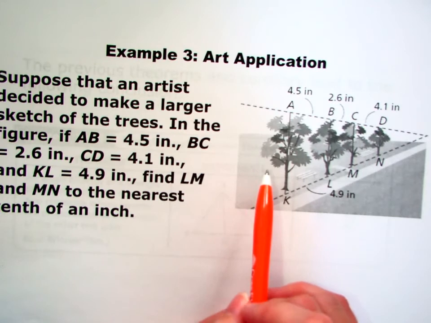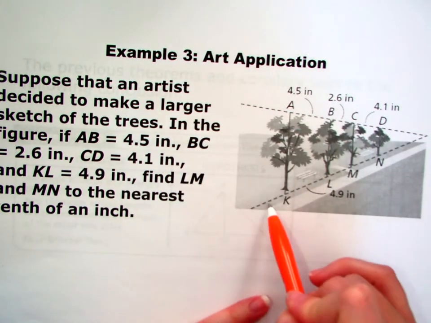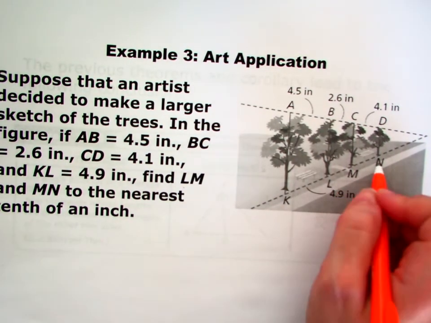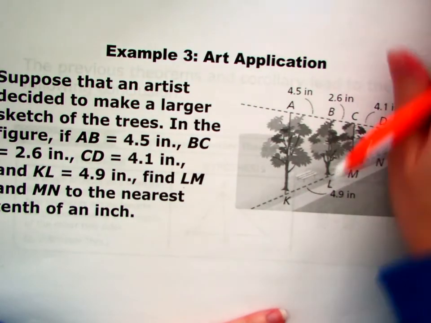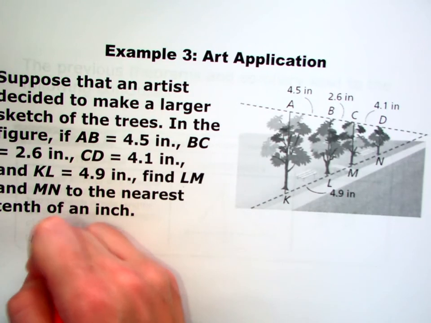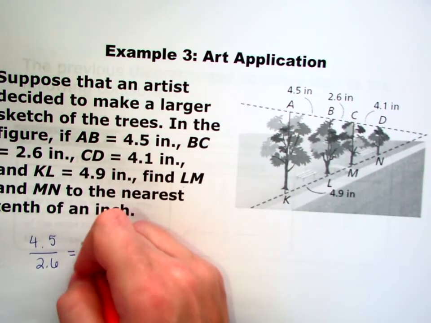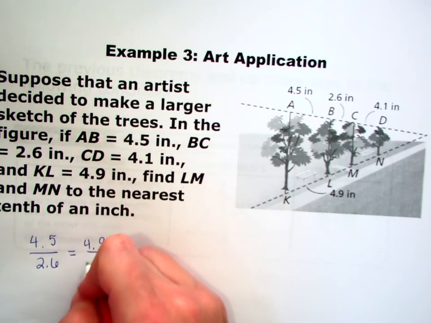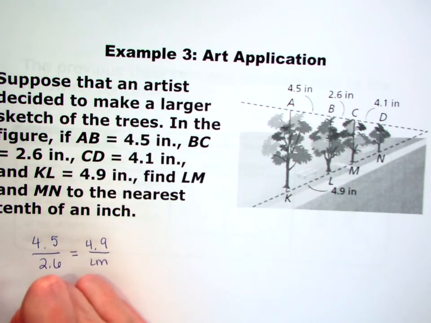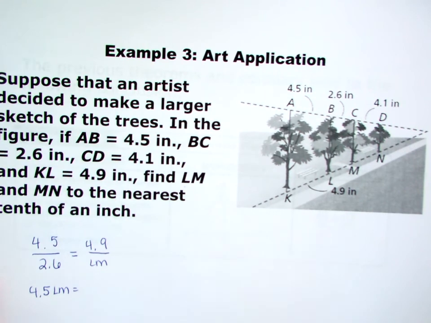It says that we have an artist who has decided to make a larger sketch of the trees. In the figure, they fill out all the information we need to know, but they want us to specifically find out LM as well as MN. Well, if we start with LM, we can kind of cover this up, and we can just work with this part here. So my 4.5 over 2.6 can equal, this is 4.9 over my LM. So you're going to cross multiply here, so we're going to have 4.5 LM is equal to, and then we'll do 2.6 times 4.9.